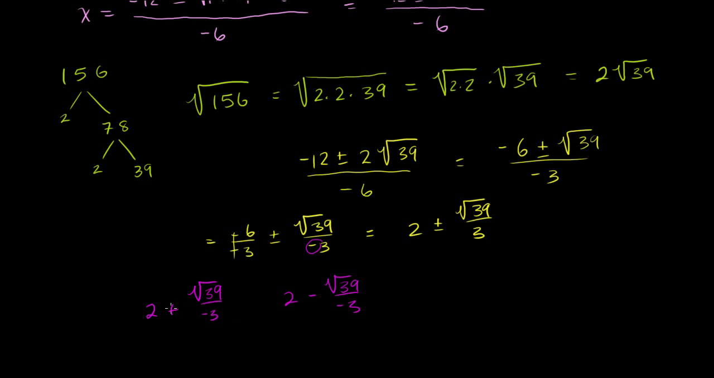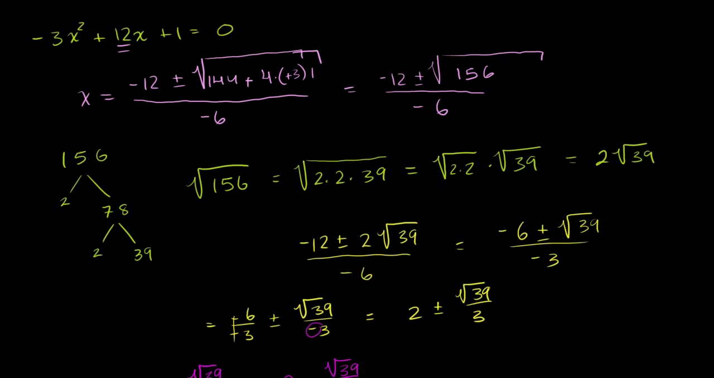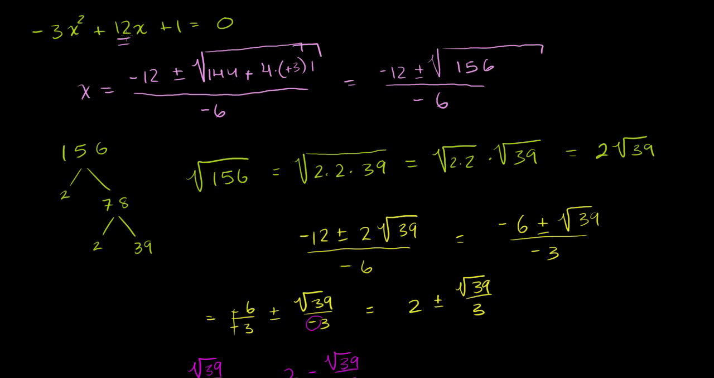Now, in this situation, this negative 3 will turn into 2 minus the square root of 39 over 3. Right? I'm just taking this negative out. Here, the negative and the negative will become a positive, and you get 2 plus the square root of 39 over 3. Right? Negative times a negative is a positive. So once again, you have 2 plus or minus the square root of 39 over 3. 2 plus or minus the square root of 39 over 3 are solutions to this equation right there.